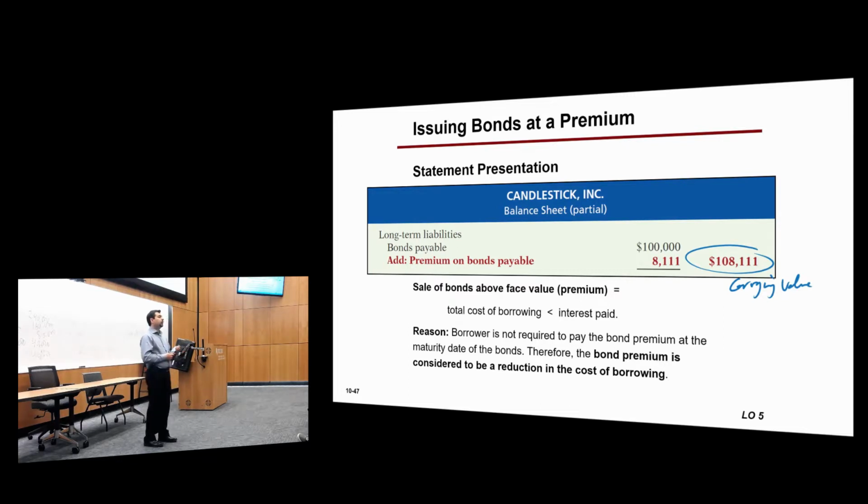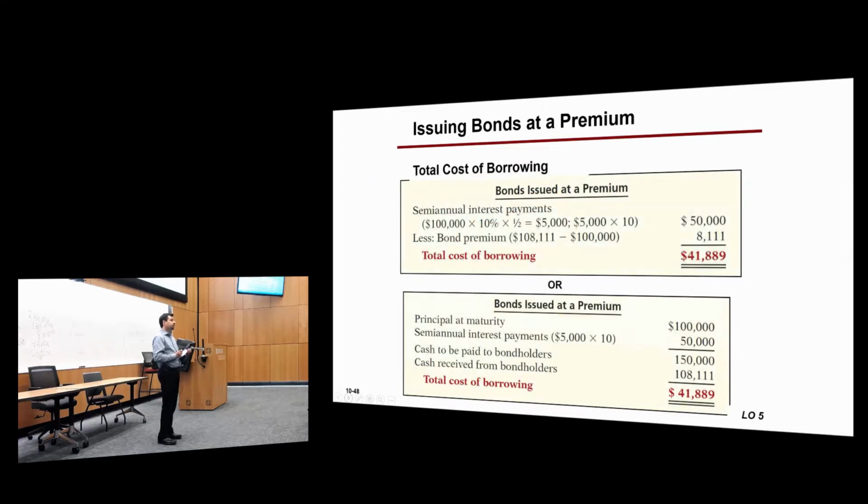Now, what does premium on bonds payable do to the cost of borrowing? Decreases it. I mean, if discount on bonds payable increases the cost of borrowing, the premium would decrease it. So let's do it in the same way here. In this case, you subtract the premium. It's subtracted from the interest that is paid.